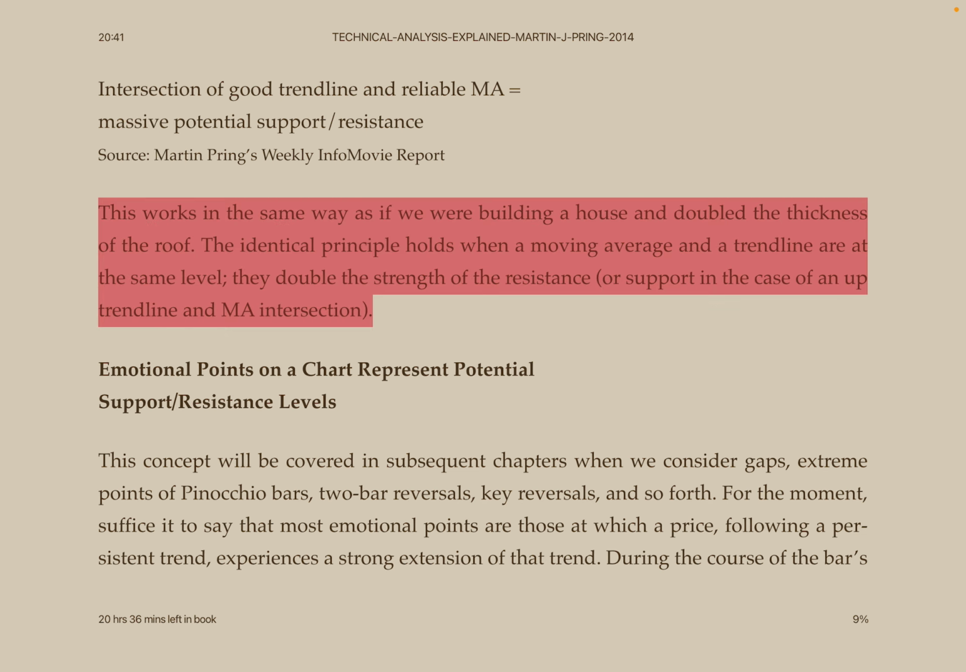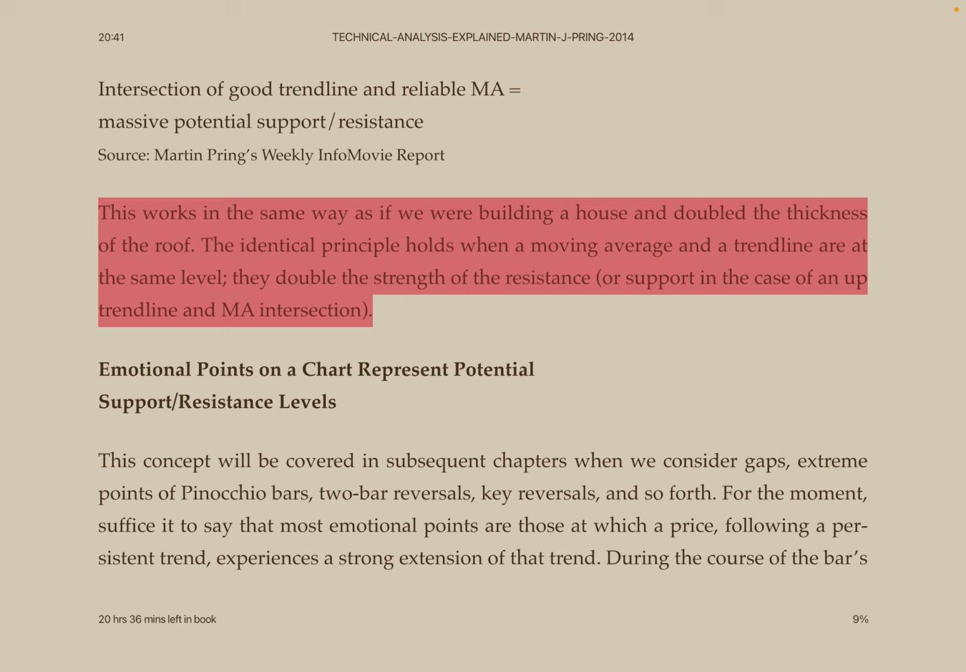Emotional points on a chart represent potential support or resistance levels. This concept will be covered in subsequent chapters when we consider gaps, extreme points of Pinocchio bars, 2 bar reversals, key reversals, and so forth.